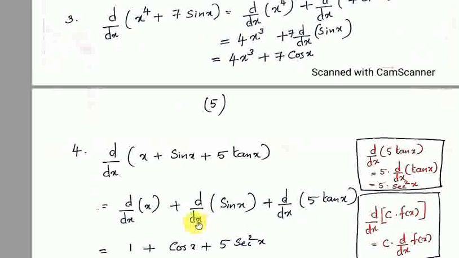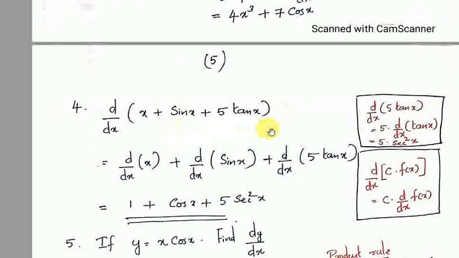Then fourth question, derivative of x plus sin x plus 5 tan x. Here there are 3 terms with plus signs in between. x is one term, sin x is another term, and 5 tan x is a third term. So to find the derivative, we have to find the derivative of each term. d by dx of x plus d by dx of sin x plus d by dx of 5 tan x.